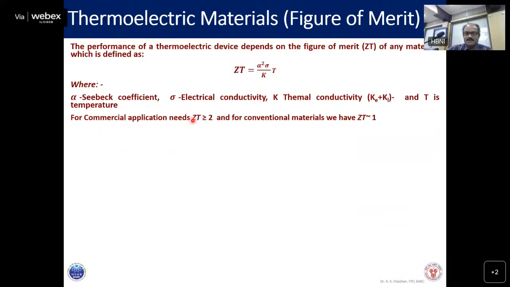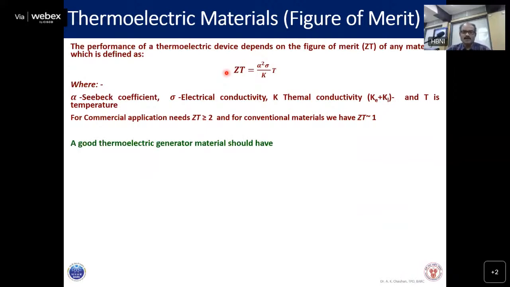For commercial applications, you need materials with a ZT value greater than 2. And for conventional materials, the experimental materials which are very commonly used, the ZT values are generally in the range of 1 or near to 1.